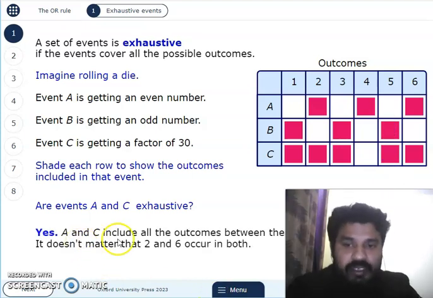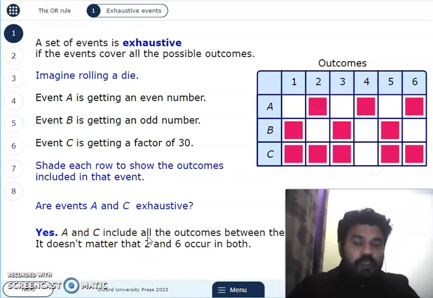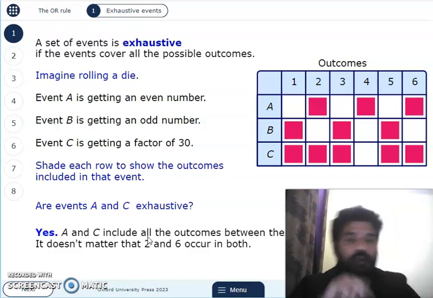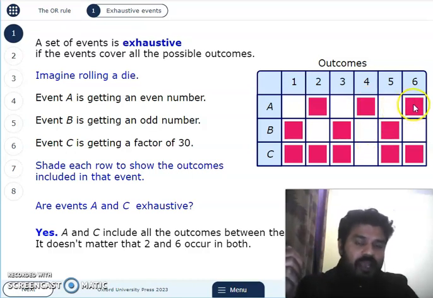Now A and C include all the outcomes between them, so it doesn't matter that 2 and 6 occur in both. Alright, each must be covered at least at one place. So now we will check whether all the possible outcomes are covered or not. See, 1 is covered between A and C, 2 is covered, 3 is covered, 4 is covered by either A or C, 5 is covered and 6 is covered. So that means A and C are exhaustive events.